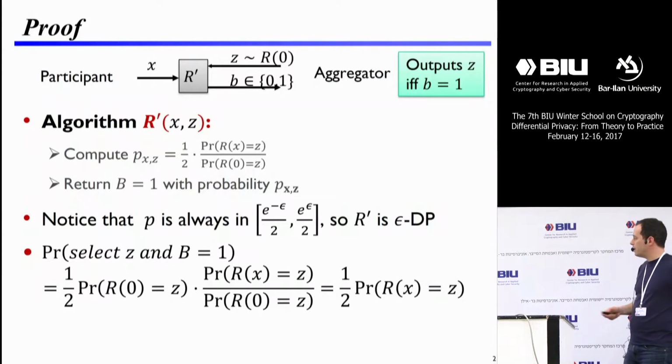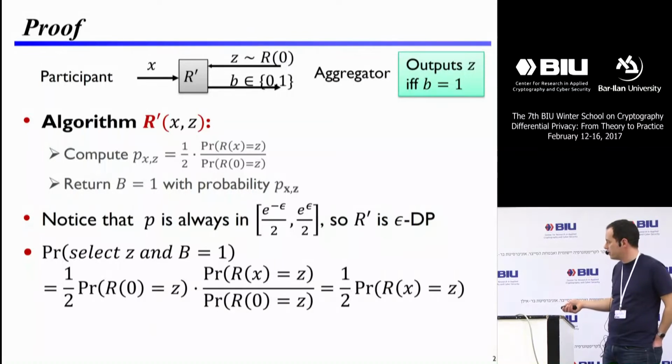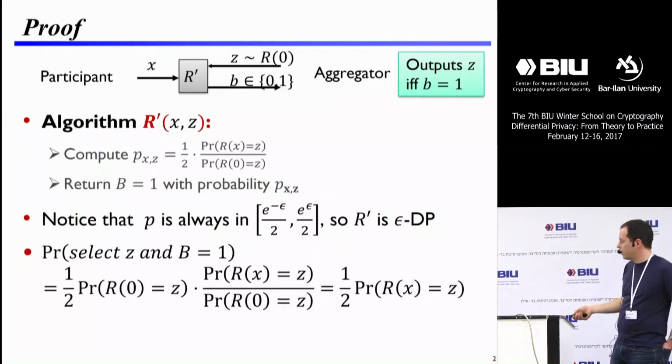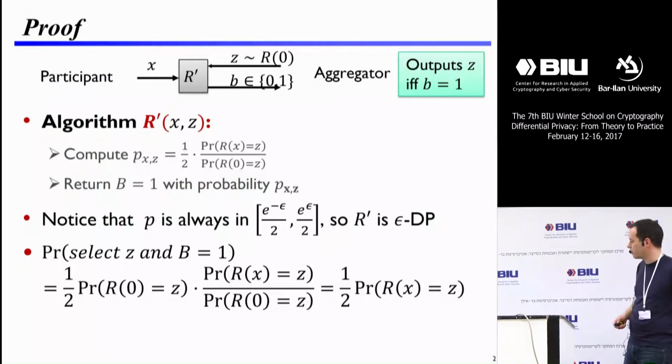And now, what's the probability that I select the value z via this process and I keep it? It's the probability that I selected z, the probability of R of 0 equals z, times this p sub xz, so that's 1/2 times the ratio. Now two of these probabilities cancel, and you're left with 1/2 times the probability that R of x equals z. The important thing to notice is that it's proportional to the probability we wanted. So when we condition on the event b equals 1, it remains proportional to the thing we wanted, and so it's actually exactly the correct distribution.